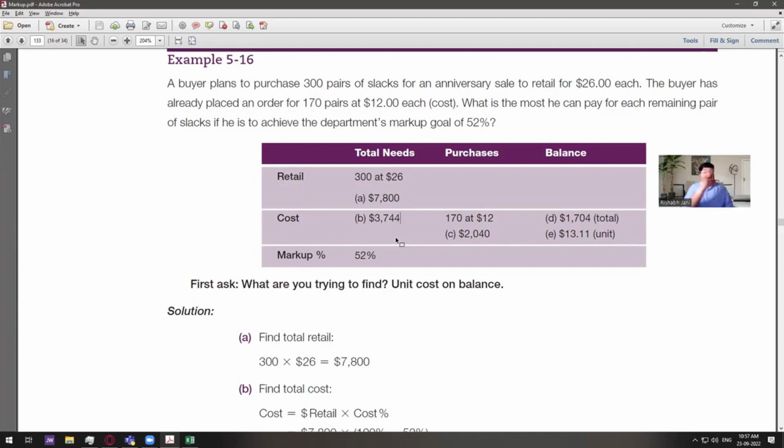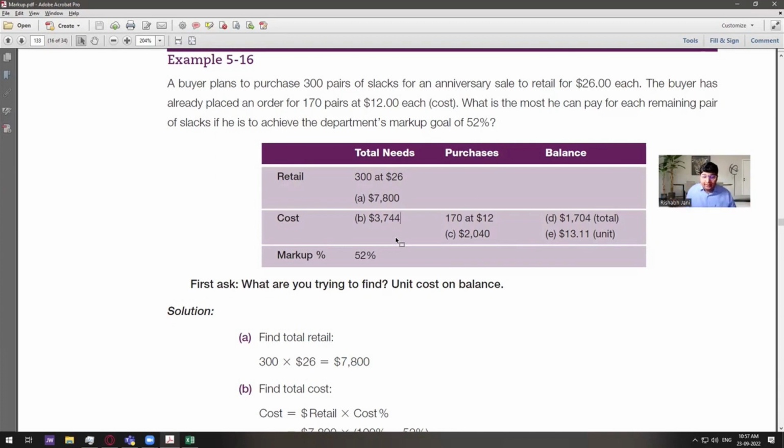Well, a purchase has been made in this case. What's the purchase value amount? It's 170 pairs at $12 each cost, right? So we multiply the two figures, and that gives us 2,040, which is our purchase already done.